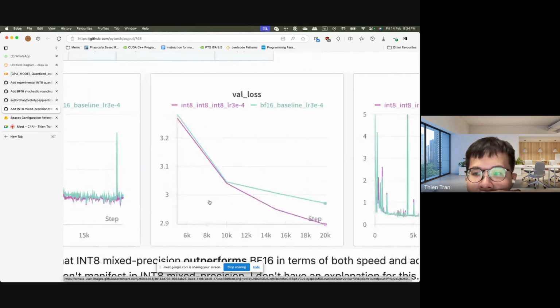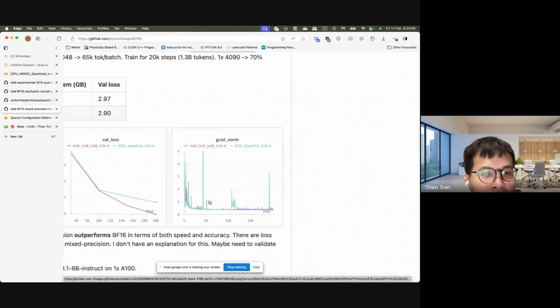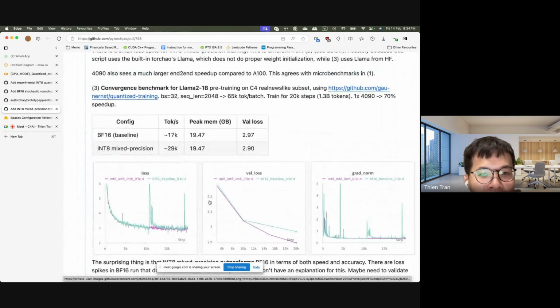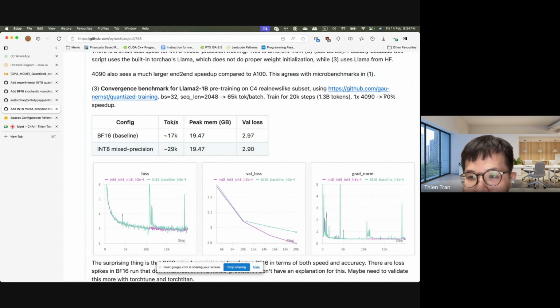Where's the speedup? Okay, I have the speedup here. So the speedup is insane. Oh, I didn't put the percentage. It's a 70% speedup, 70% speedup.